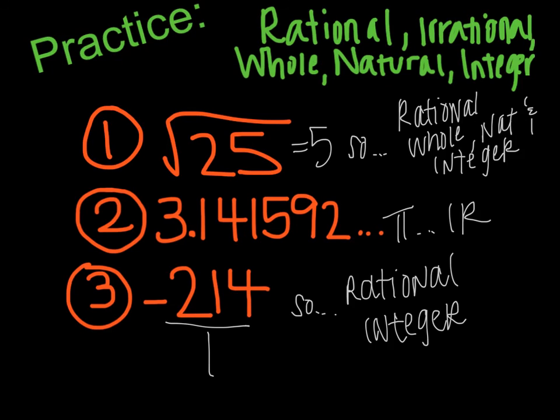Alright, here are your answers. Just going to briefly highlight the first question. The square root of 25 is actually 5, so that means it is rational. It is a whole number. It is a natural number or a counting number, and it is an integer. If you have questions on these, be sure to bring them in class, but it's pretty straightforward, you just have to know what fits what.